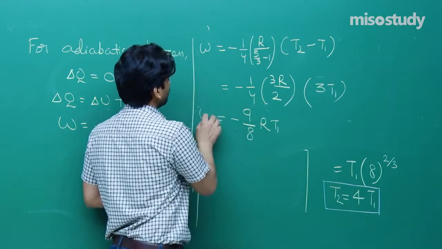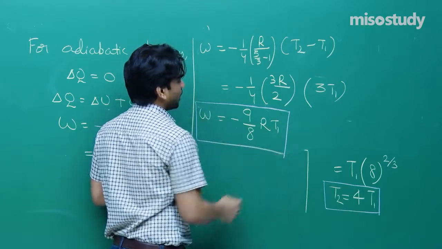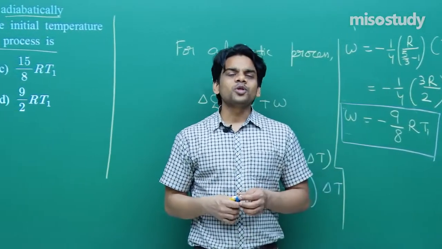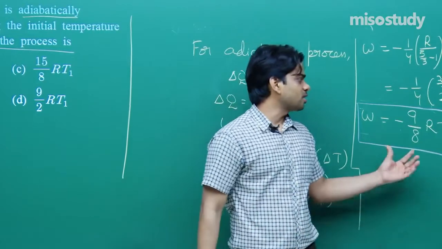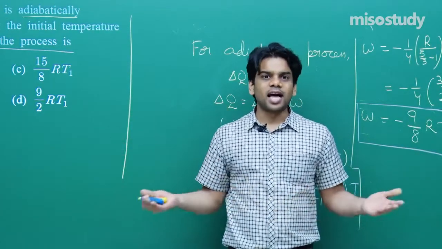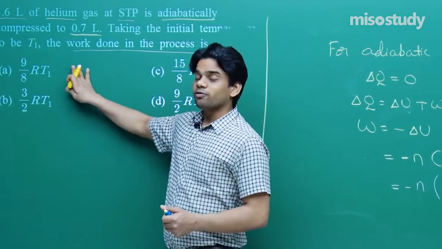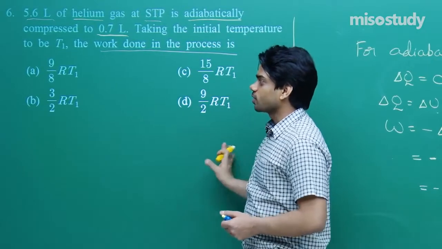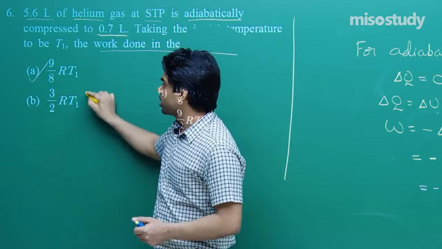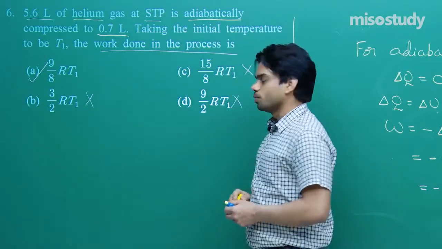The work done turns out to be minus 9 by 8 RT1 because the gas is compressed. Now one more thing, try to understand. The answer comes out to be negative because the gas is compressed, you are doing work on the gas, so the answer has to come negative. In our case, it's only the magnitude that is given, so you need to check which magnitude suits the best option. Option A, 9 by 8 RT1, yes, this is the right magnitude. This will be the right answer. Rest, 3 by 2 RT1, no. 15 by 8 RT1, no. And 9 by 2 RT1, no.